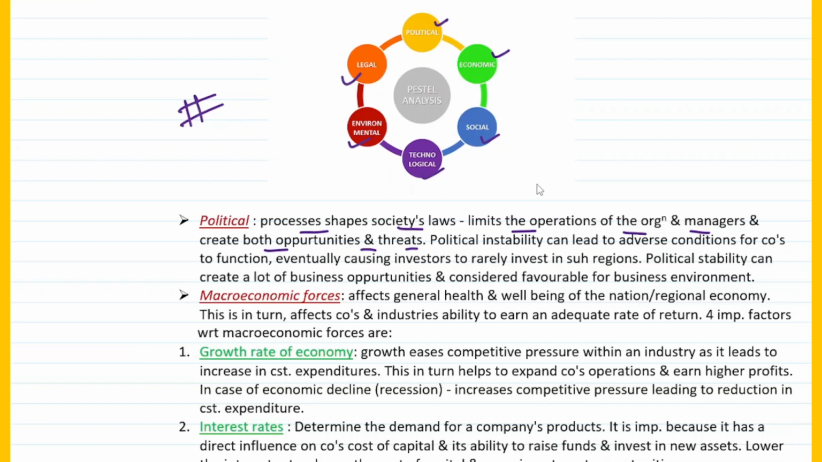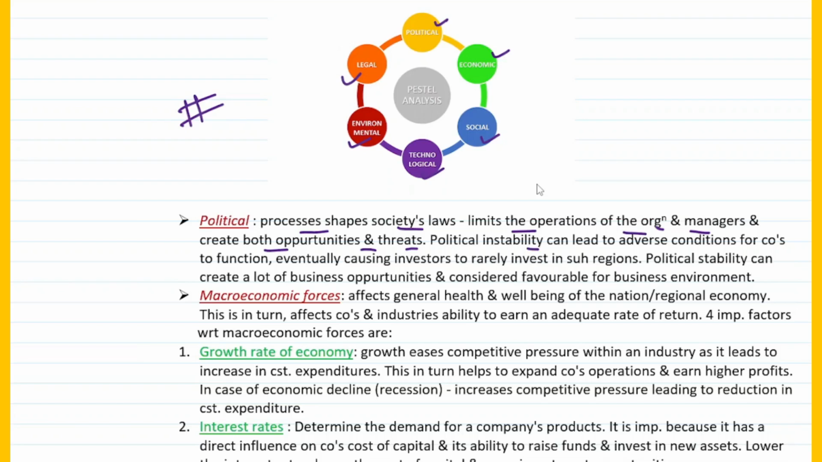That's very true. The political party that is in the fray, or someone who's ruling right now, are the ones who will determine the society's laws. They will limit the operations of the organization, for the good or maybe not for the good, but they will have a significant impact on the working of an organization and managers, and they can create both opportunities and threats. Fine. So a political party may be favorable for one kind of business and may be a threat for another one. So that's how you look at the opportunities and threats when we talk about the political framework.